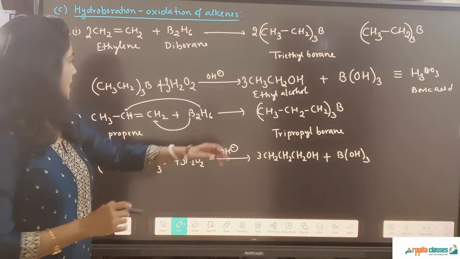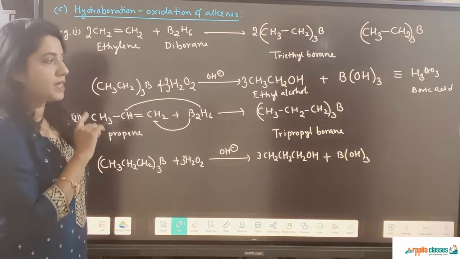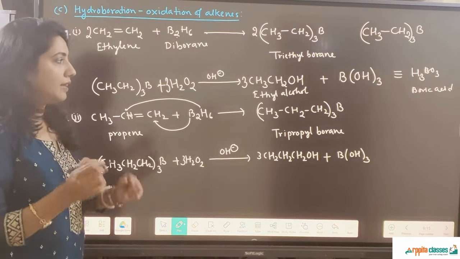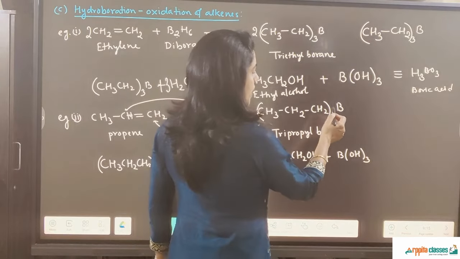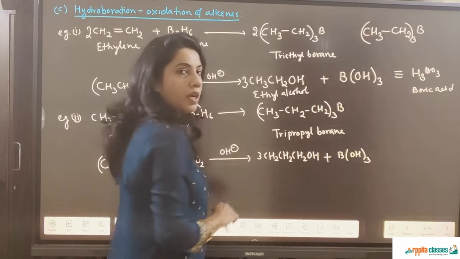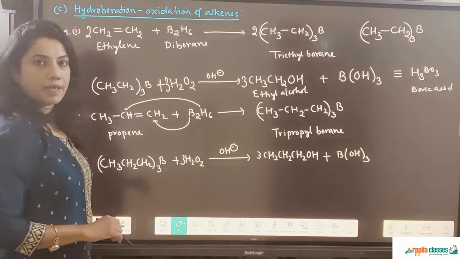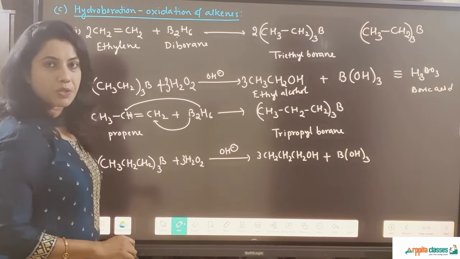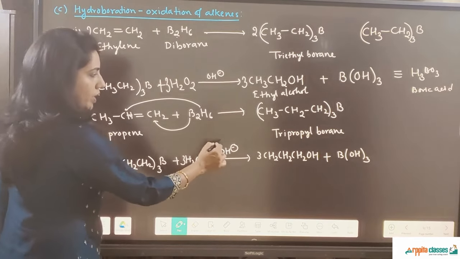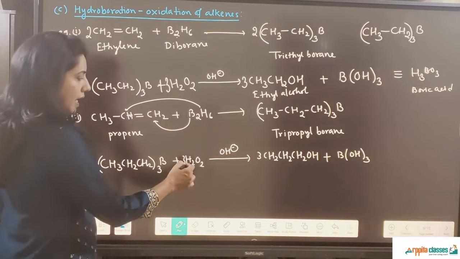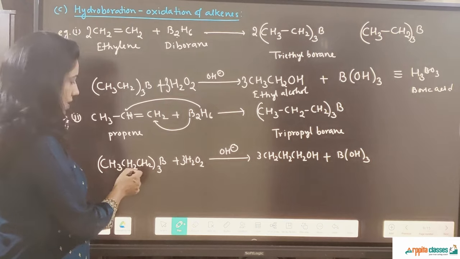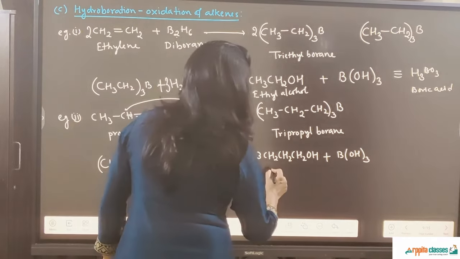So we are getting CH3, CH2, CH2. Okay, CH3, CH2, CH2, that will be again thrice because the valency of boron is thrice. So we are getting tripropylborane. Now this tripropylborane is reacting with H2O2 in presence of OH minus. So B(OH) is coming out as boric acid. Another 3 OH and 3 CH3, CH2, CH2 will give you propyl alcohol.